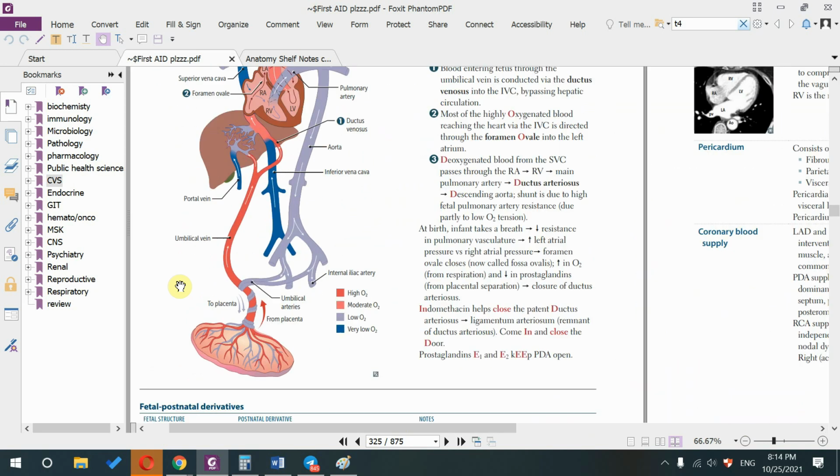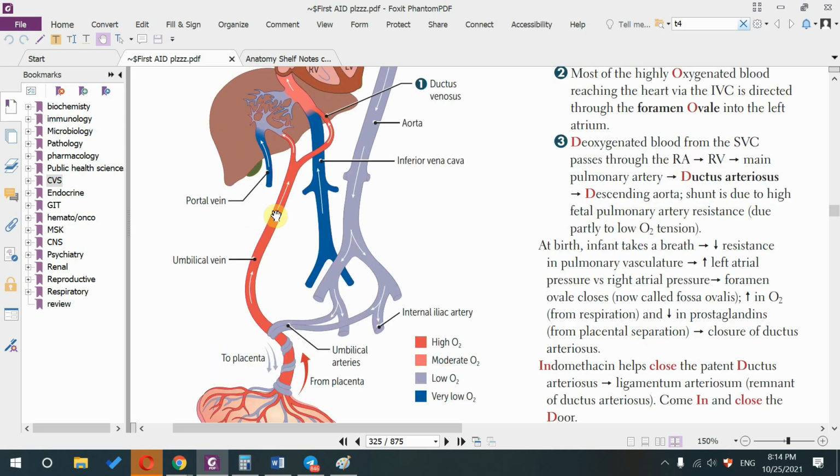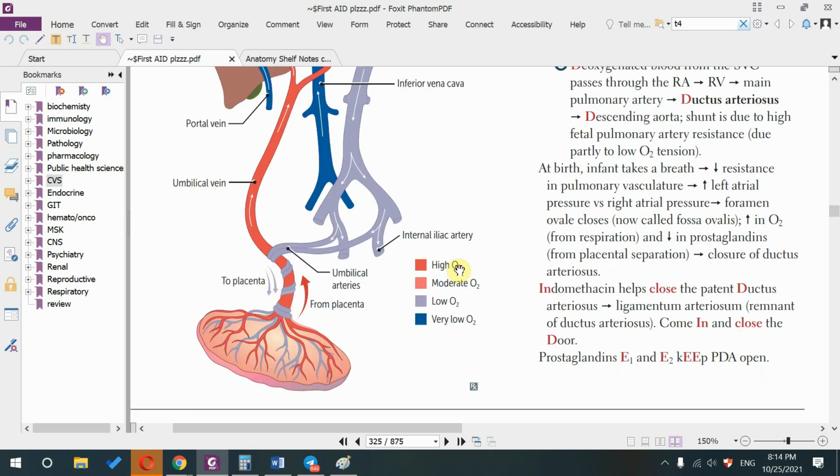vein. So from the placenta, we have blood moving from the placenta to the umbilical cord, and from the umbilical cord we have the umbilical vein, and the umbilical vein keeps going. And why do we call it a vein? Wait a second, it has oxygenated blood because it came from mama. Look, it has high O2. So why do we call it a vein?